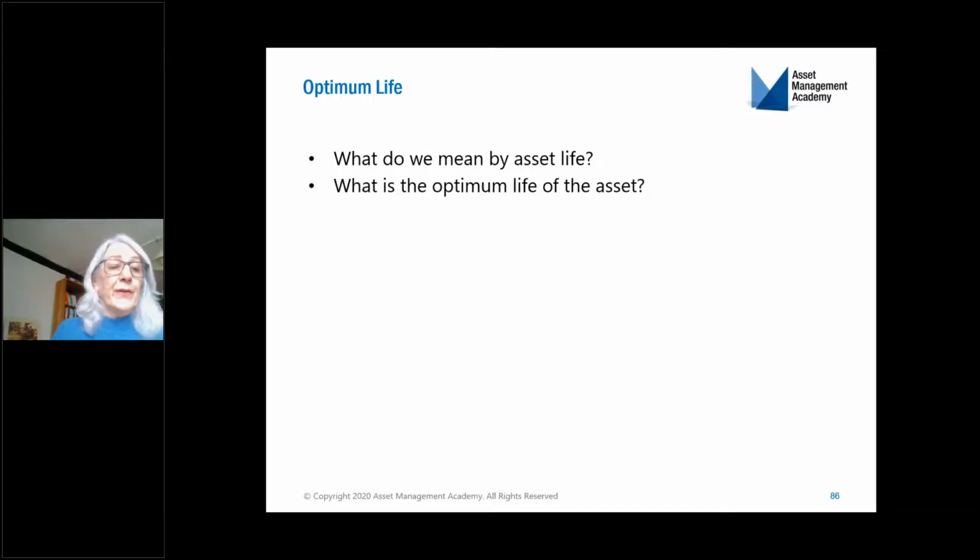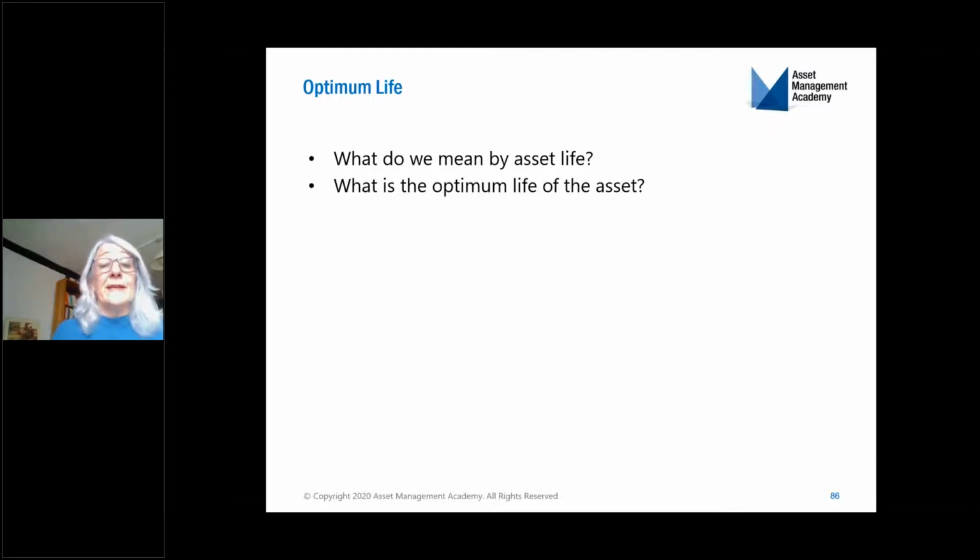We use all sorts of phrases around life, like design life, which is usually a conservative engineering assessment of the minimum number of years this asset will work. We could use useful life or expected life, which are more like how long do we expect this to run before we want to replace it.